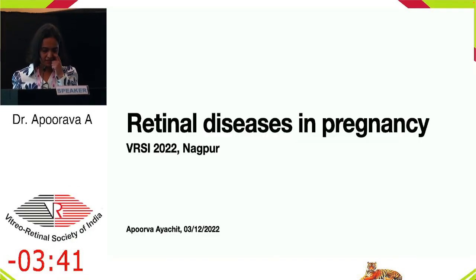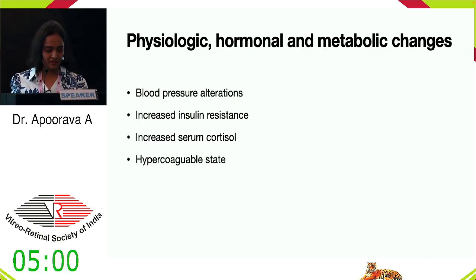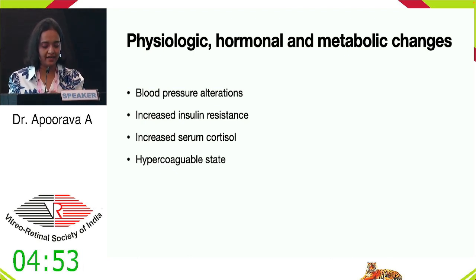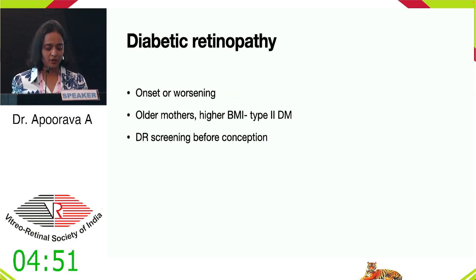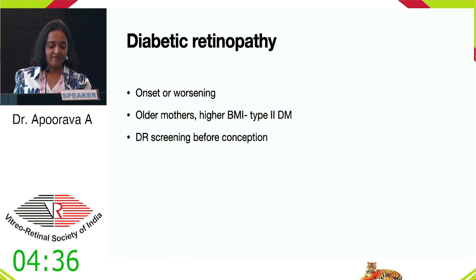So my topic is retinal diseases in pregnancy. Pregnancy is an altered physiological state with blood pressure alterations, increased insulin resistance, increased serum cortisol and catecholamines, and it is a hypercoagulable state. Diabetic retinopathy is probably one of the most common diseases to be altered or to start in pregnancy. So I'm talking about diabetes. Diabetic retinopathy can have an onset or it can worsen during pregnancy.